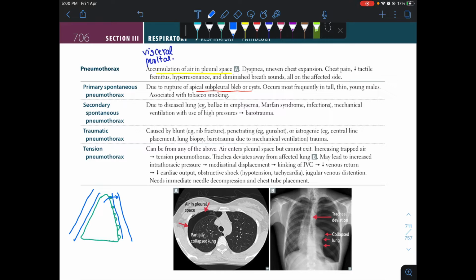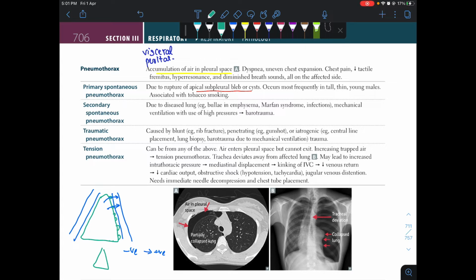When this happens, there will be a change in the negative pressure. As we know, within the pleural space we have negative pressure which keeps the lung open, but when air moves from the lung to the pleural cavity, the negative pressure changes to positive pressure in the pleural space, and this leads to loss of lung volume and an increase in the pleural space pressure, and this leads to collapsing of the lung.